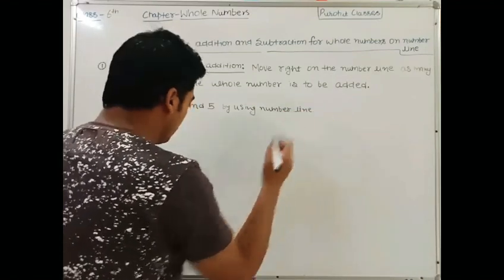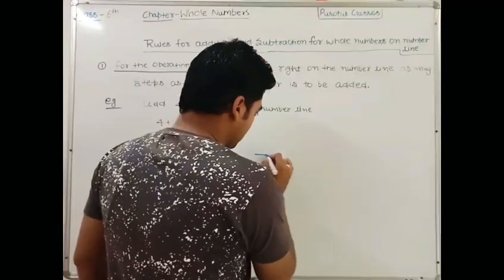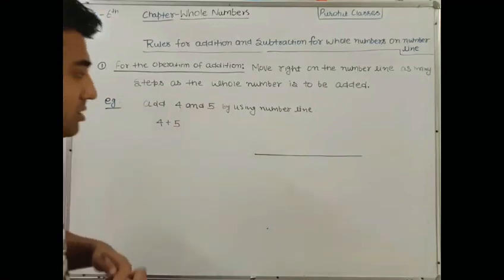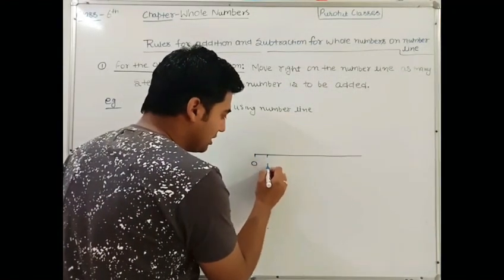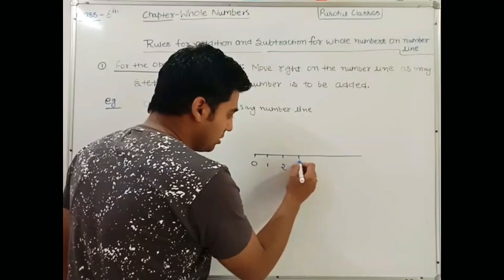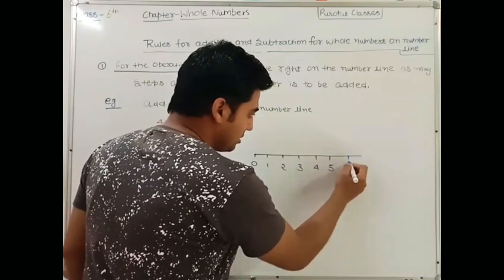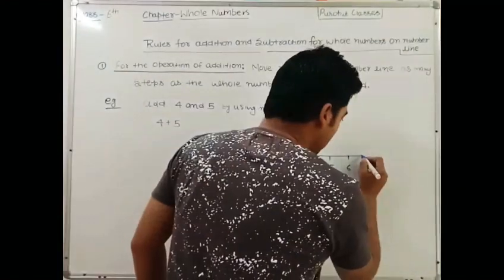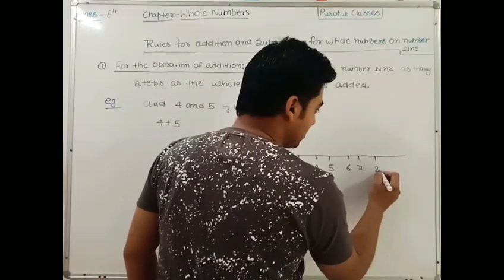So what will we do? First we will draw a number line. Because we are talking about whole numbers, it will start from the smallest, that will be 0, somewhere here 1, then 2, 3, 4, 5, 6, and as you know, this sum will be equal to 9. So we will have to extend this number line up to 9: 7, 8, 9.